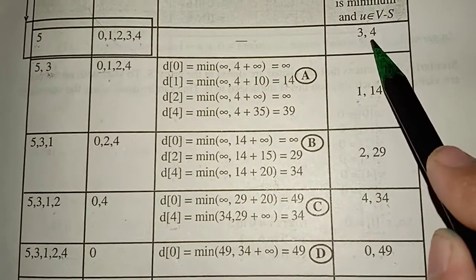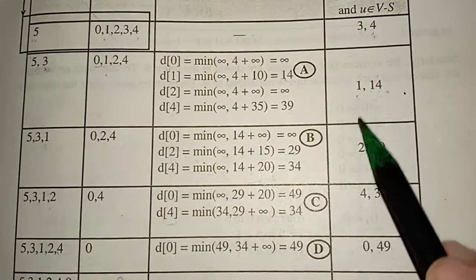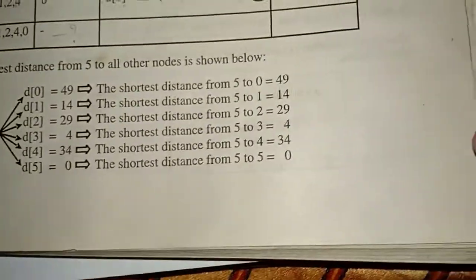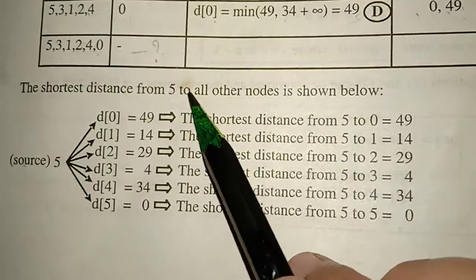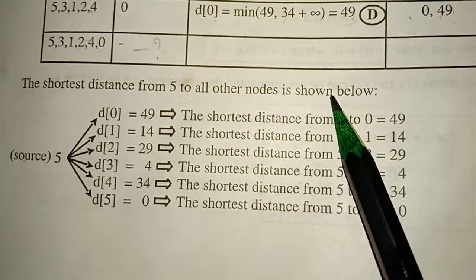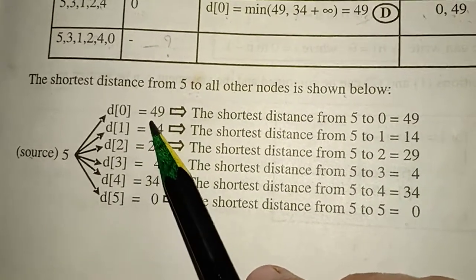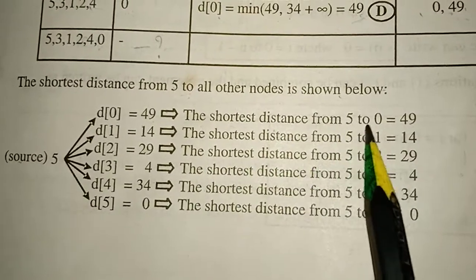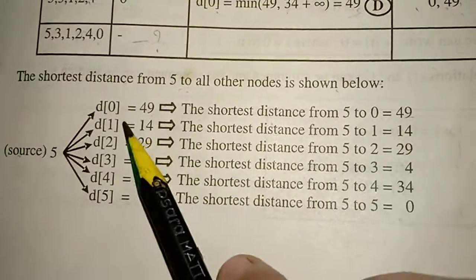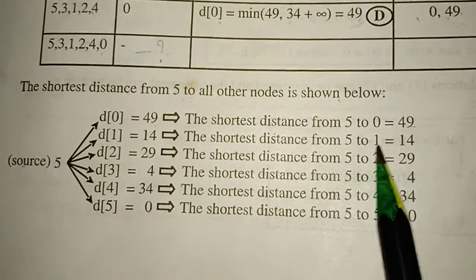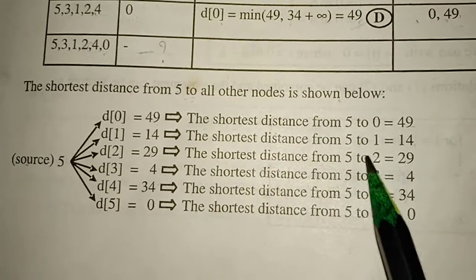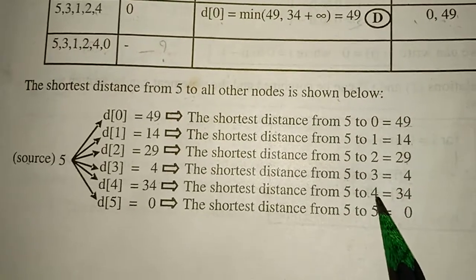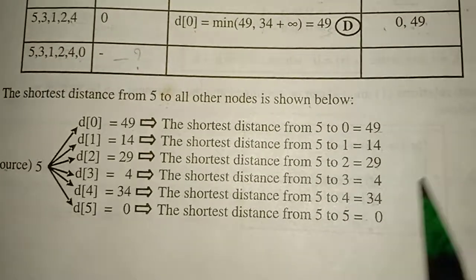The d of u value is 4, from 1 it is 14, to 2 it is 29, to 4 it is 34, and to 0 it is what? I'll just tell you here. See, the shortest distance from source 5 to all other nodes is shown below. That is d of 0 is equal to 49, which means that the shortest distance from 5 to 0 is 49. Similarly, d of 1, the shortest distance from 5 to 1 is 14. Then 5 to 2 is 29. 5 to 3 is 4. 5 to 4 is 34 and 5 to 5 is 0.